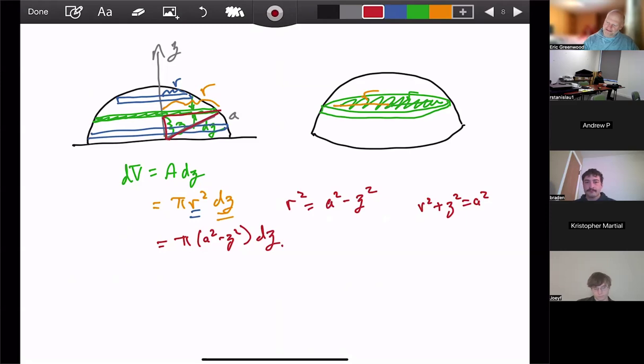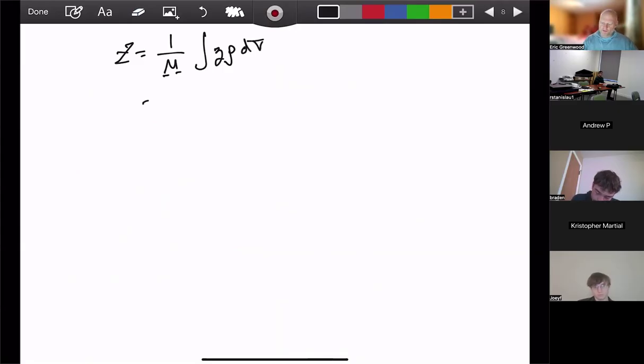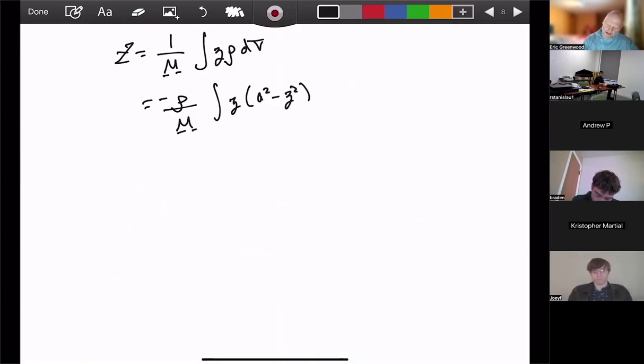So now we can put all this together. So finally, the z position of my center of mass is going to be 1 over my total mass, integral of my z position times the mass density times my differential volume. So my mass density I know is a constant, so let's pull that out. So it's going to be my mass density divided by the mass, integral of z times a squared minus z squared. And let me pull the pi out front too, because that's a constant, dz. Everybody's doing okay?